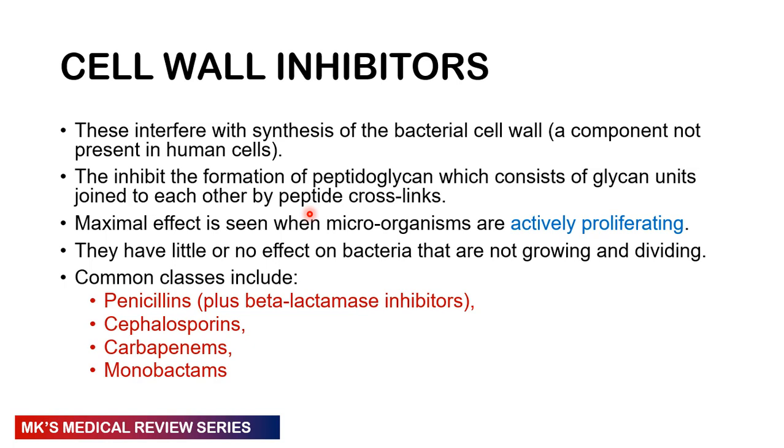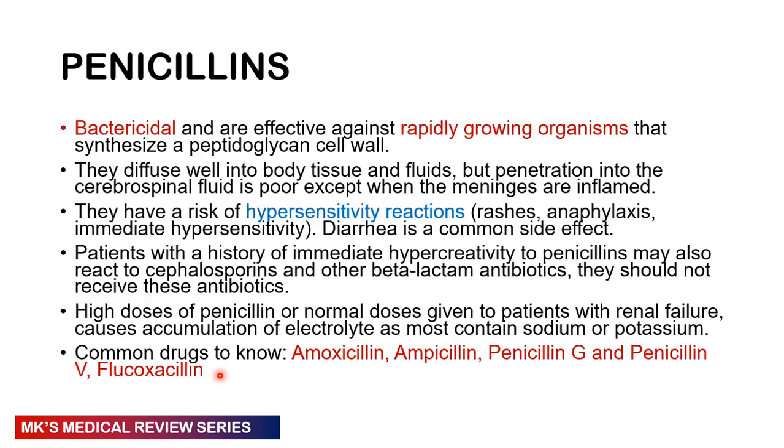Then, of course, the maximum effect that we see is when we use these drugs against organisms that are actively proliferating. So these drugs are not going to have any effect, or they're going to have little effect against bacteria that is not growing and that's not dividing. So the common classes include penicillins plus beta-lactamase inhibitors. There are some drugs that you can give to augment the functioning of certain penicillins. Then you have cephalosporins, carbapenems, as well as monobactams. So we'll start with penicillins.